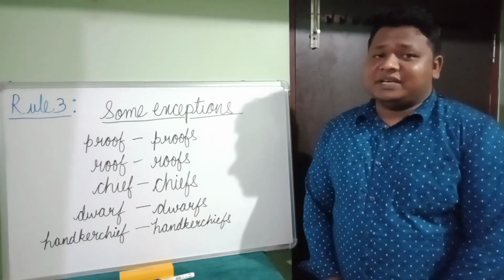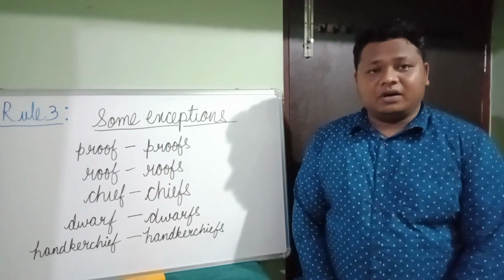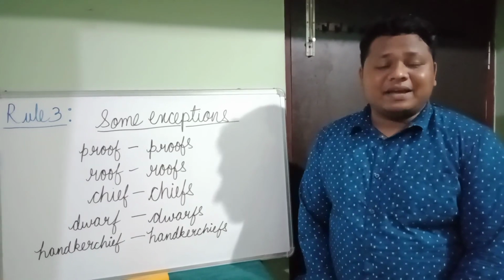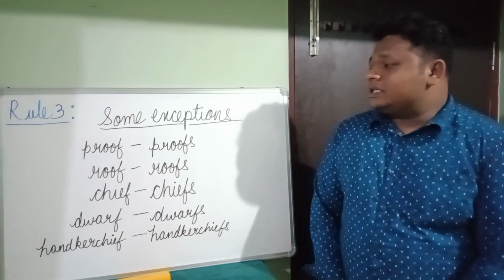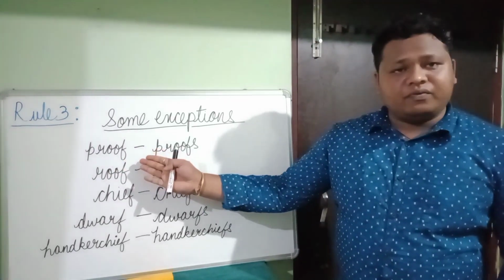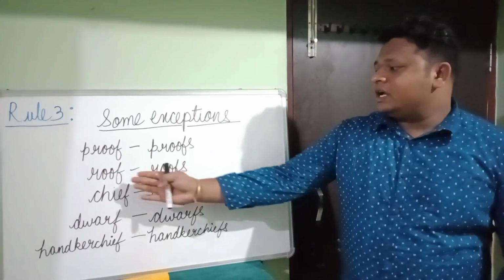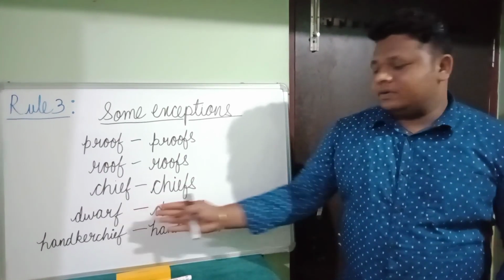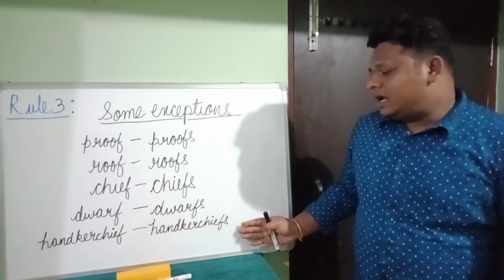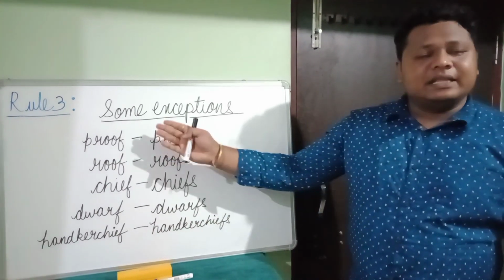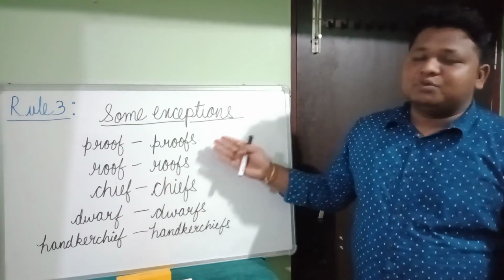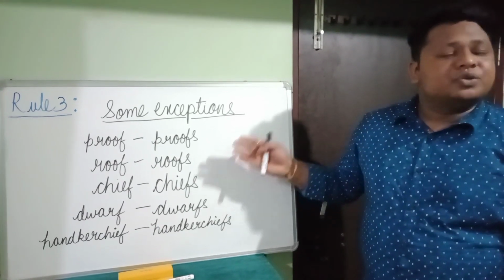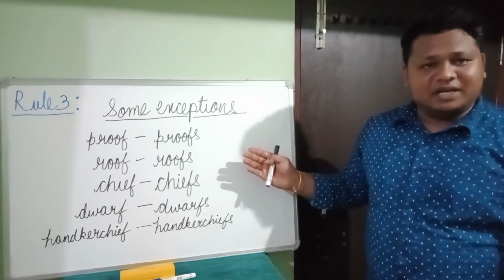Children, there are some exceptions in rule number 3 also. There are some nouns that end with F, but we do not replace F with VES. Some examples: proof, the plural is proofs. Roof, roofs. Chief, chiefs. Dwarf, dwarfs. Handkerchief, handkerchiefs. For these nouns which end with F, we have to put S to make the plural. These are some exceptions, so you have to learn them by heart and your work will be done.